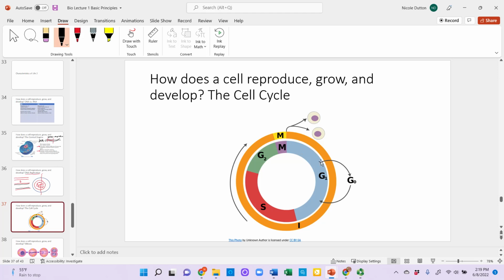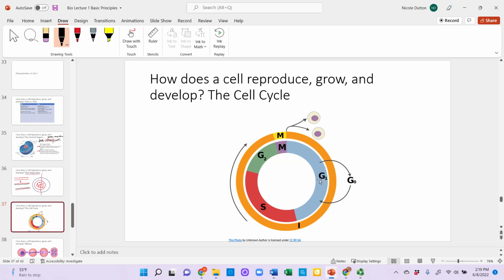You can see this kind of going off on the side here where it's G0. Some cells don't divide. So inside the human body, an example of a cell that doesn't divide is a neuron. You're born with all the neurons that you have. If a neuron dies, it's gone forever. We don't make more neurons. We don't make more copies of neurons. Neurons do not divide. So they slip into this phase called G0, and G0 is for non-dividing cells only.